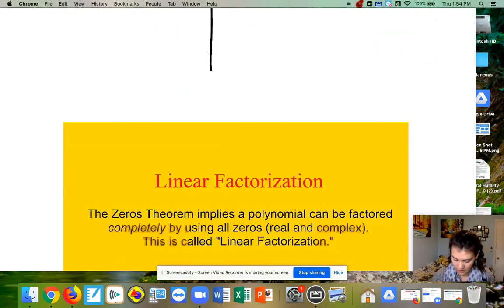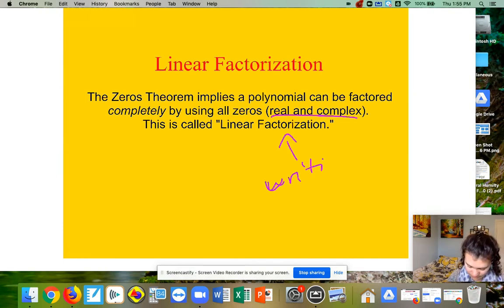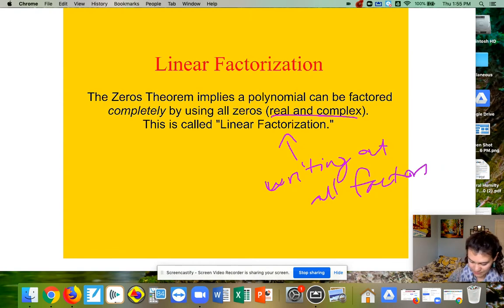So a linear factorization uses the zeros theorem. The zeros theorem says that a polynomial can be factored completely using all of those zeros you found, the real and complex ones. This is called a linear factorization. So it's just writing out all the factors. And we'll do some examples.